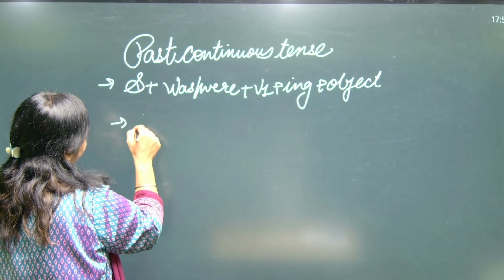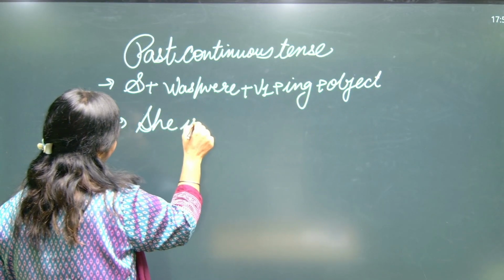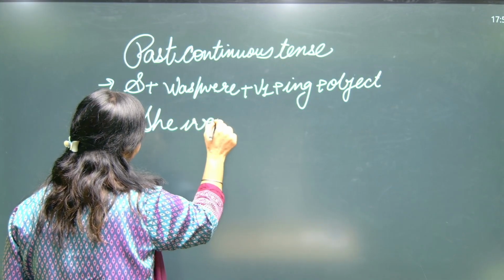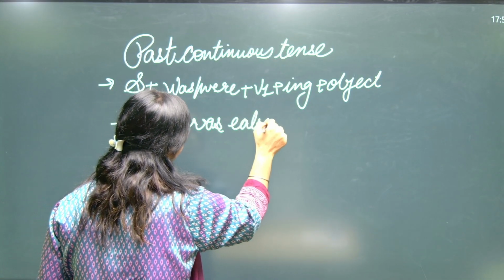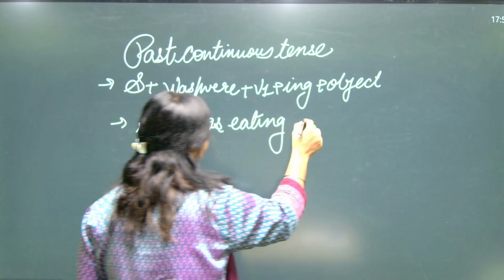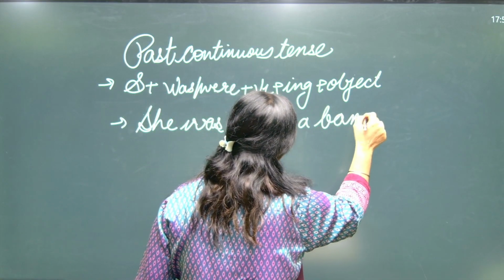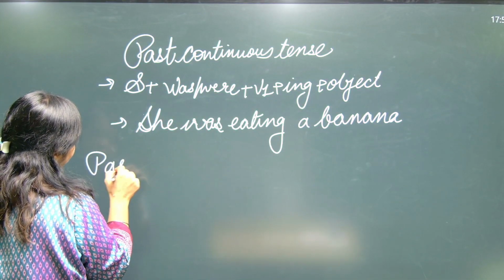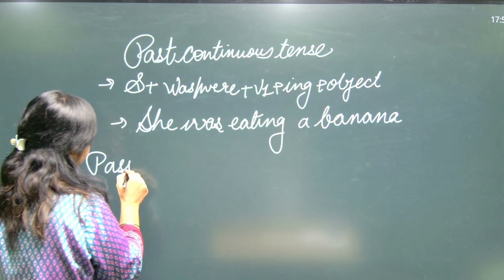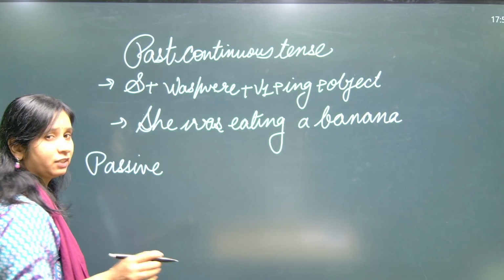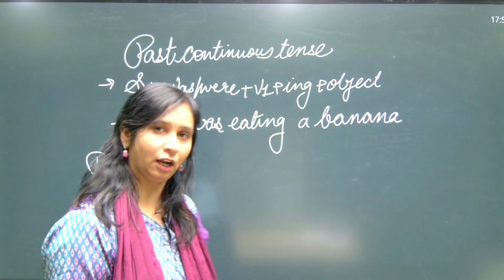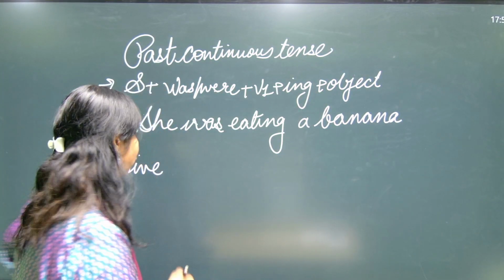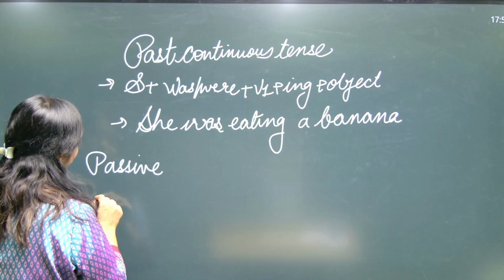Now how will we write here? She was eating banana. Now to change into passive, we have to change the structure of it. How will we change it? The same as we have done in present continuous tense, we use here being. So we will also use here being. Now I'll write the format.